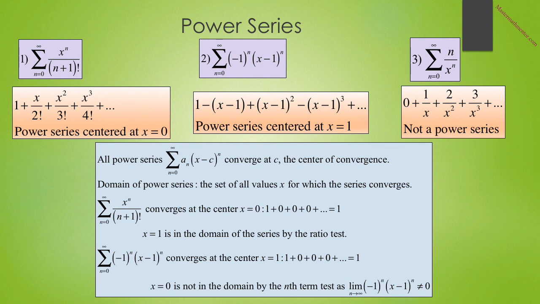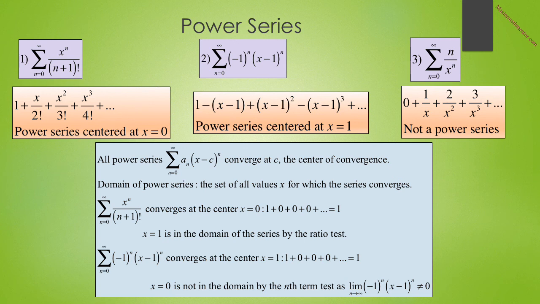When x is equal to 0, our series is 1 plus 0 plus 0 plus 0 plus dot dot dot, which is equal to 1. And of course that means it converges. x is equal to 1 is in the domain of the series by the ratio test. If we look at the series 1 over n plus 1 factorial, we can use the ratio test to show that that will be convergent.